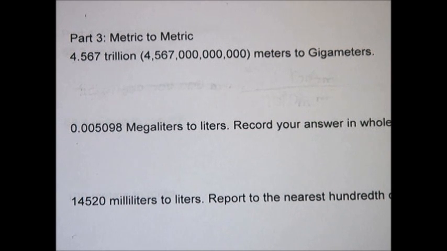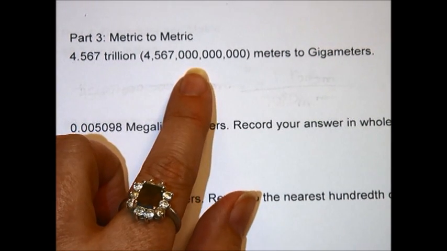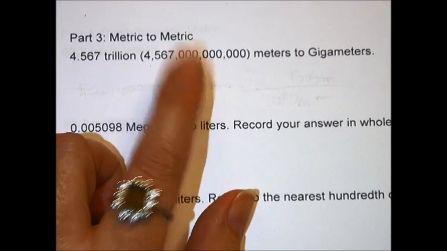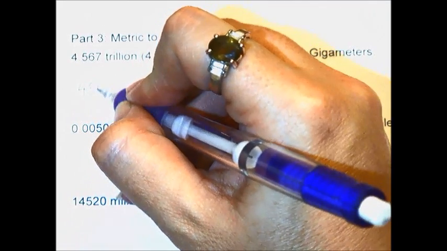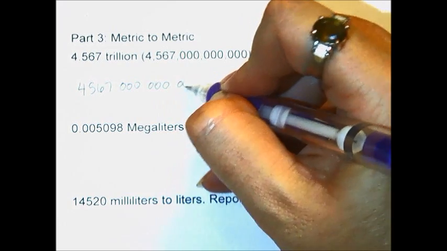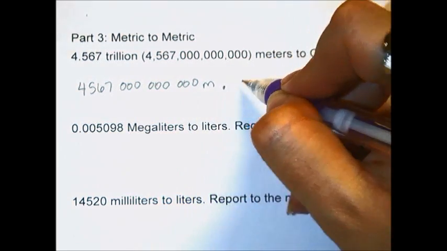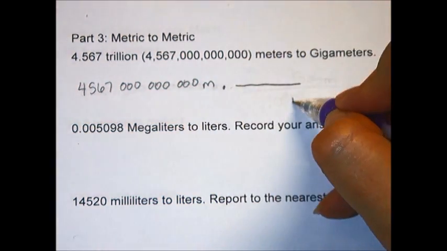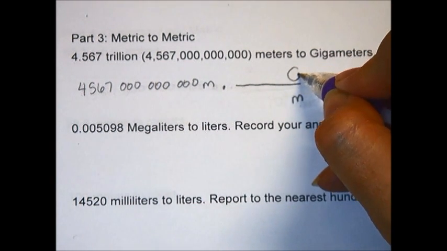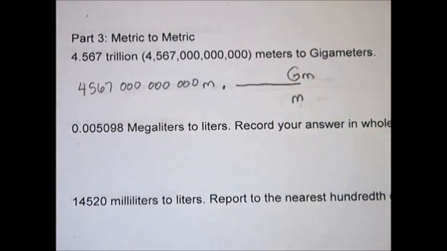4.567 trillion meters to gigameters. Well, they already tell me what this is in trillions. So I'm going to start the same way that we did our other problems. We're going to write this number down that we're given. I know it's a little long, but we're going to write it down. And then I'm going to make a fancy one. I need this unit to go on bottom, and I need the unit I'm looking for to go on top. It happens to be GM for gigameters.